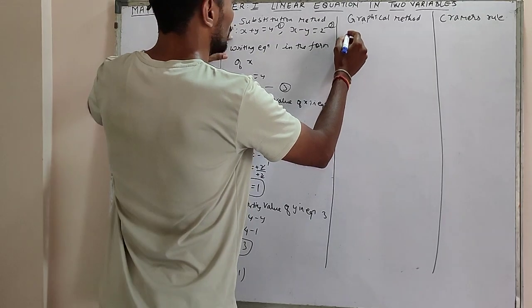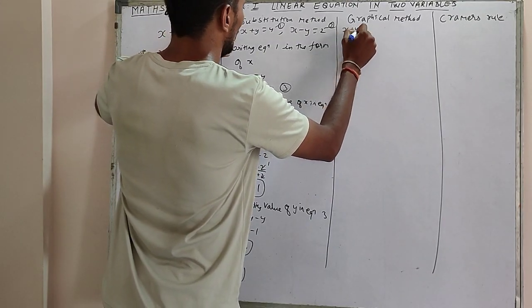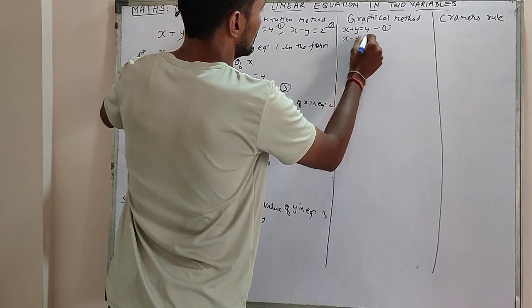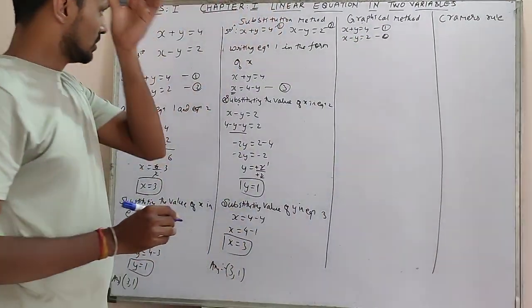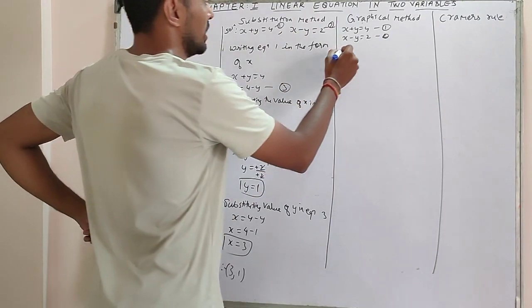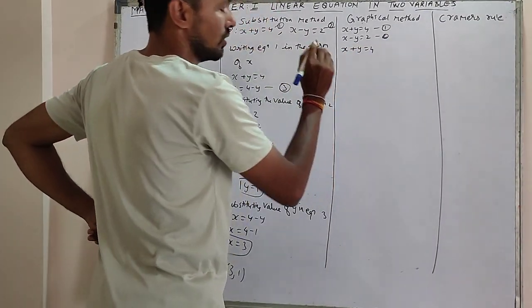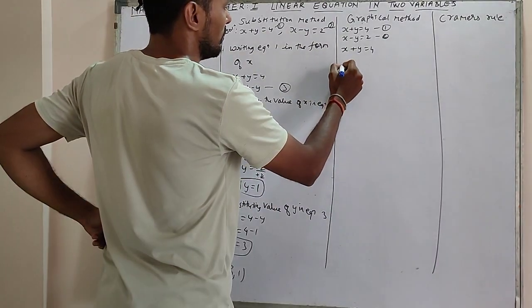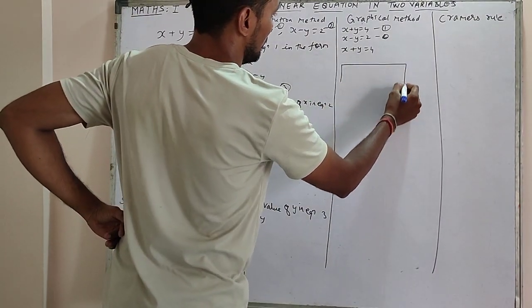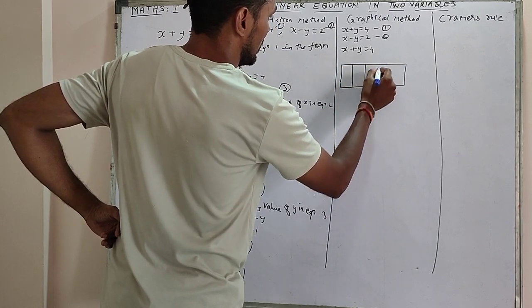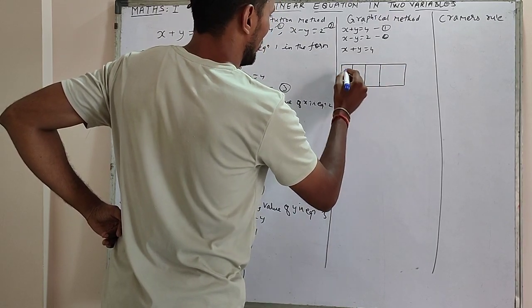Okay. So the two equations I have here are x plus y is equal to 4. This is my equation 1. And the second equation is x minus y is equal to 2. This is my equation number 2. First of all, we are supposed to write it in the form of a table. The first equation we will be writing down in the form of a table. I'll just make a table. The table should be like this. Three values are okay.